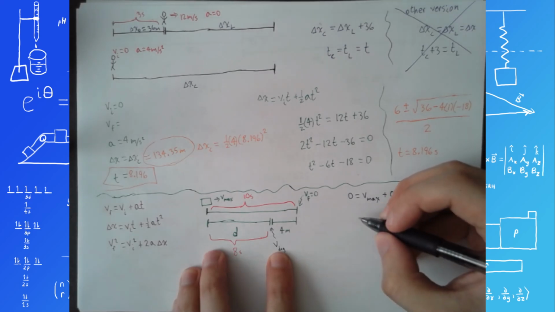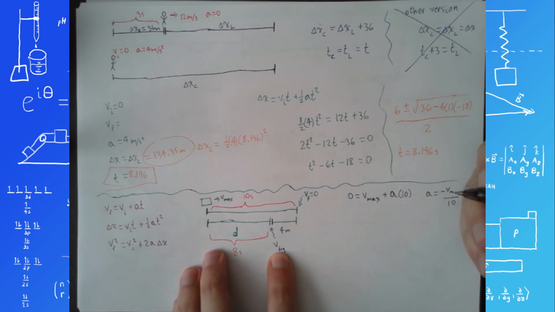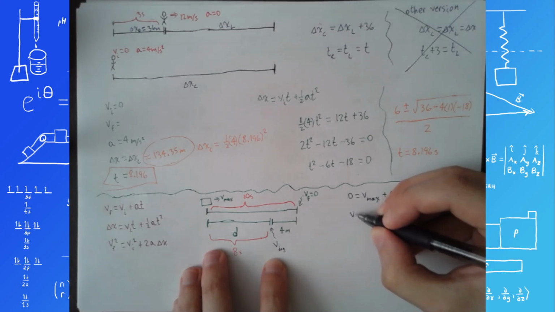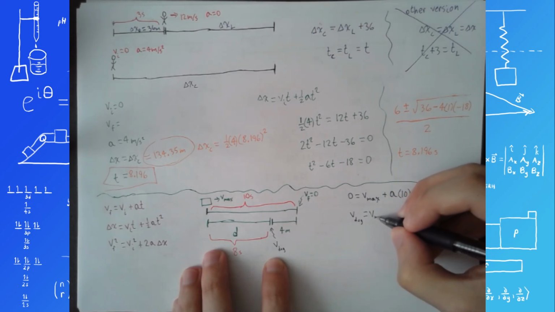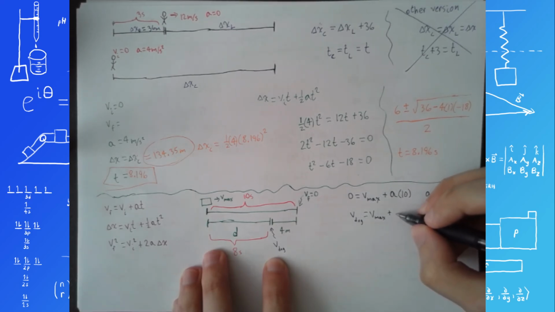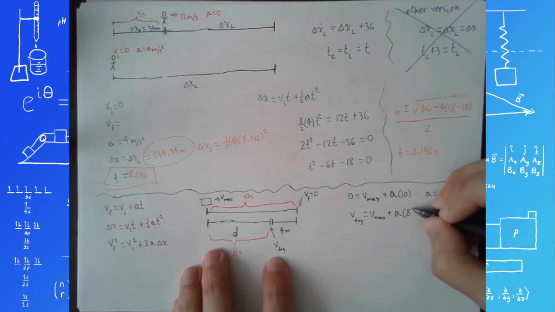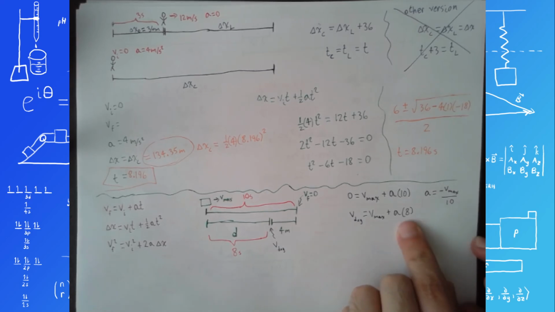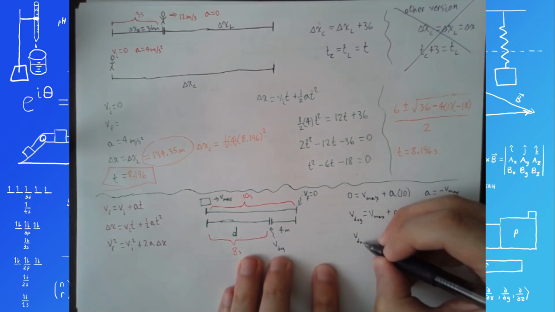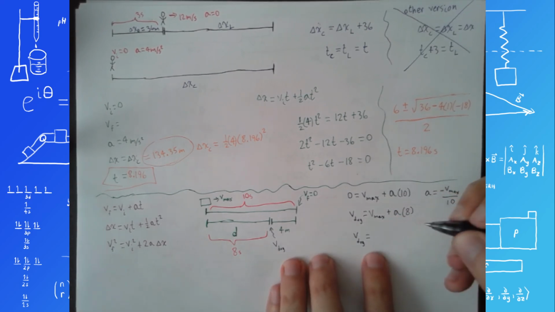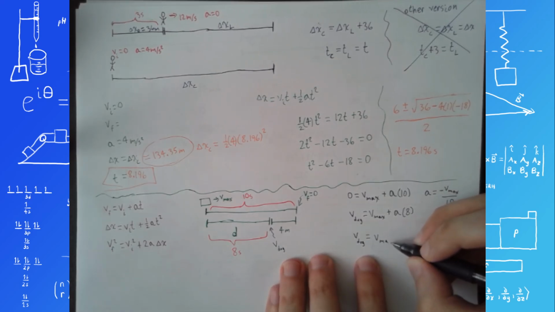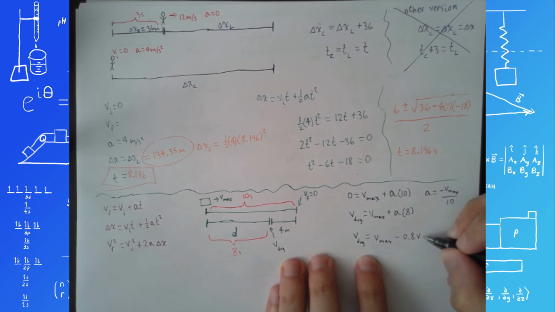I'll go ahead and write it anyway. I'll use the first equation again. I can say v dog equals v max plus the acceleration times 8. And I suppose you could plug in negative v max over 10 for the acceleration now and get this to be negative 8 tenths, negative 0.8 v max. So that would give us v dog, velocity when reaching the dog, is equal to v max minus 0.8 v max equals 0.2 v max.